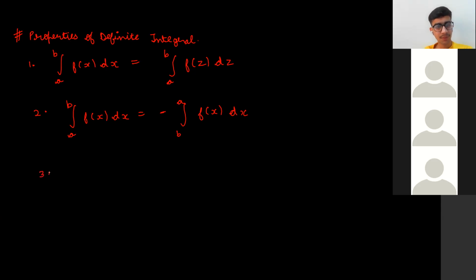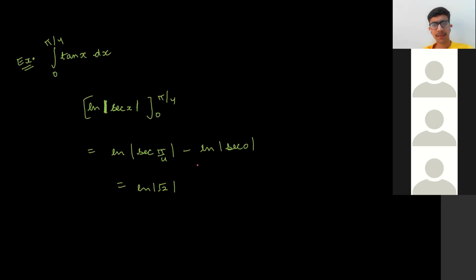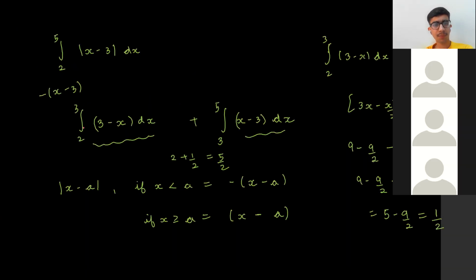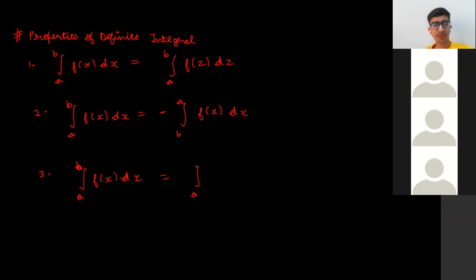The third property is integration a to b f of x dx. So this will be equal to, like you can break the integral, the one like as if we did in this modulus wala question. We did from 2 se 3 and then from 3 se 5. So a to c fx dx plus c to b fx dx, and where of course c lies between a and b. So you can break the integral with respect to a particular limit. So from the lower limit, you go to that limit, and then from that limit, you go to the upper limit. Okay.